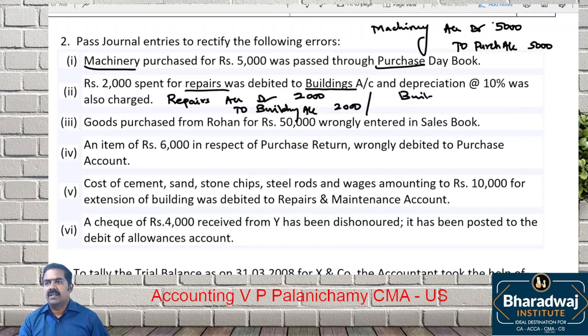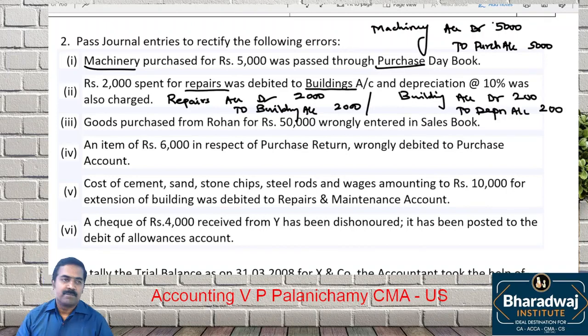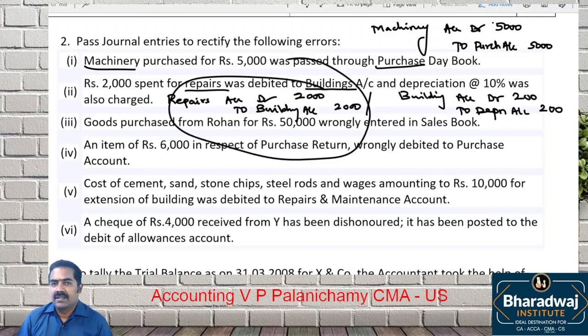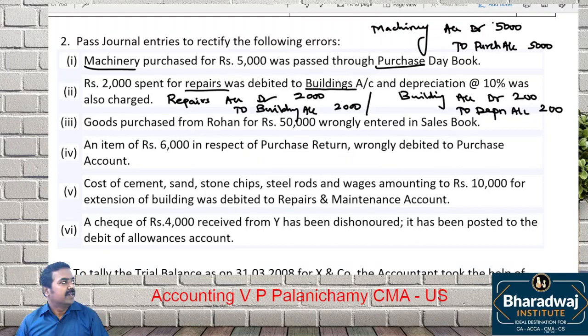Once again, I repeat. First, why repairs account debit to building account? Repairs was wrongly debited to which account? Building account. How to rectify this? Debit repairs, then credit what has been wrongly debited. Then depreciation was wrongly charged. It's an expense, but that has been charged. How to rectify that? Building account debit to which account? Depreciation account.